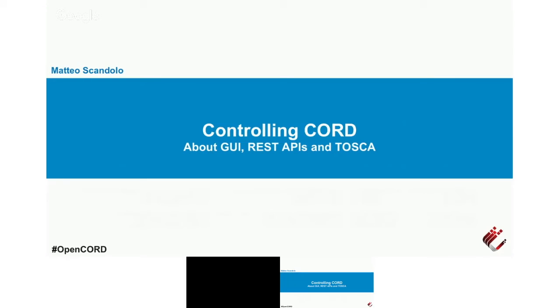So now we have our pod up and running, and we start interacting with it. We have mainly three endpoints to manage our core infrastructure: the graphical user interface, REST APIs, and TOSCA. We normally reference all of these as UI because different users of the system can interact with the system in different ways.